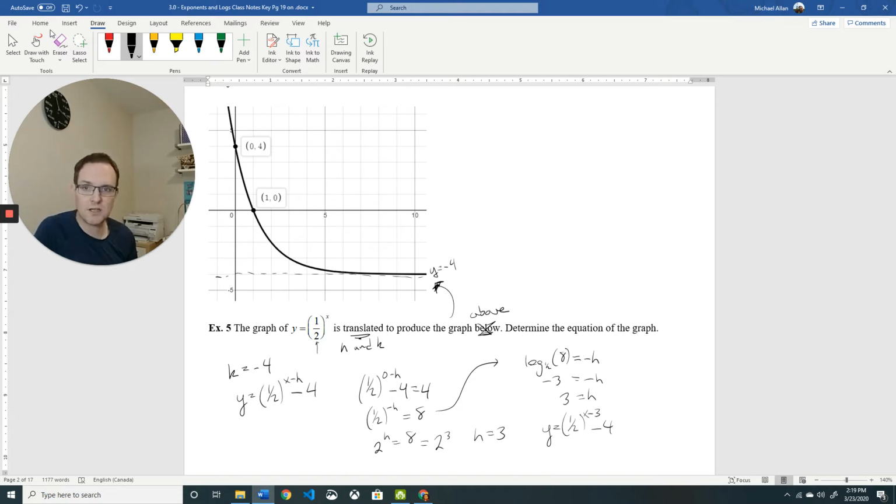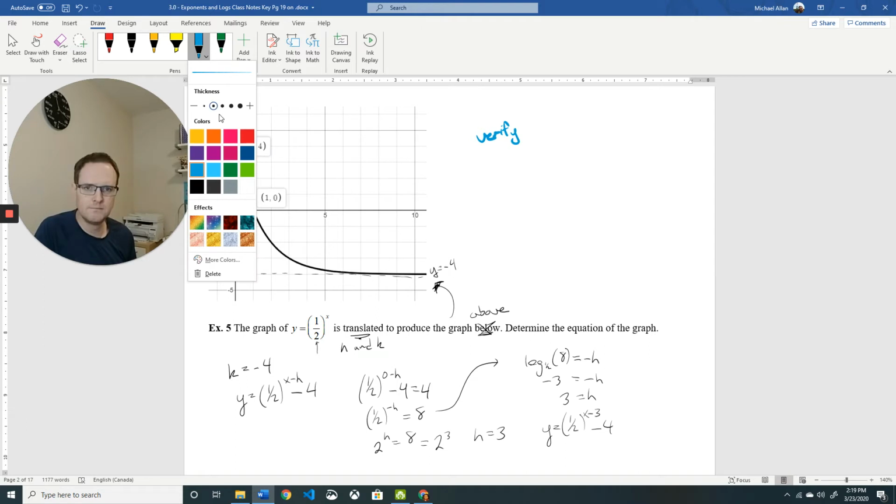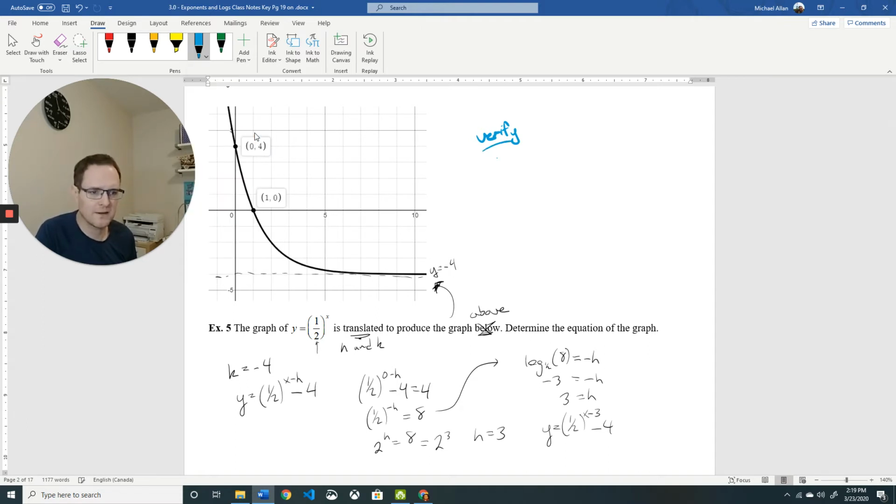So I'm just going to do a quick little verifying here for 1, 0. I'm just going to do it up here. So you might want to verify here. I didn't change the size of this marker. Let's put it down a little bit smaller. I'm going to verify.